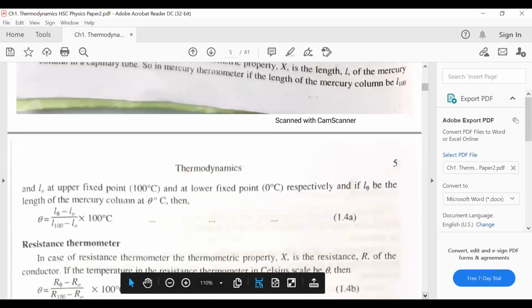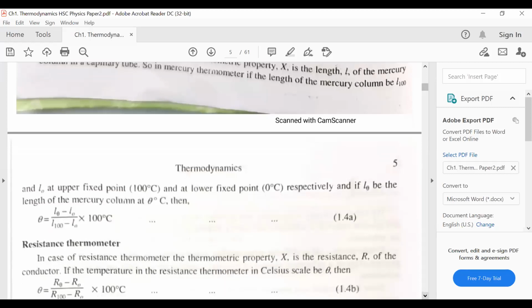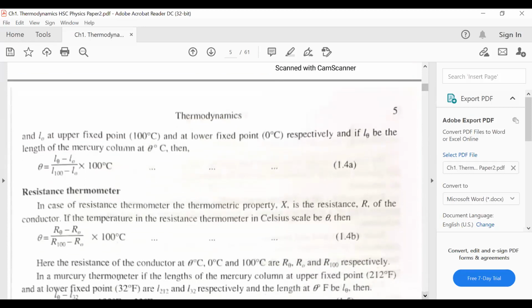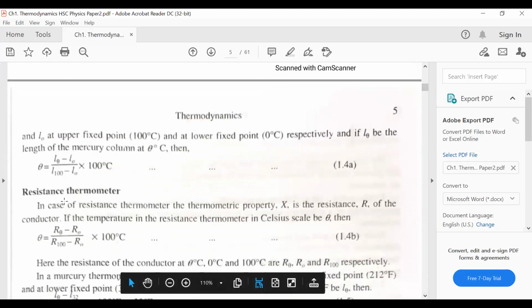Sometimes it will be resistance, sometimes it will be the EMF. So whatever be the value. So in a resistance thermometer, instead of length, they have taken resistance. That's all.